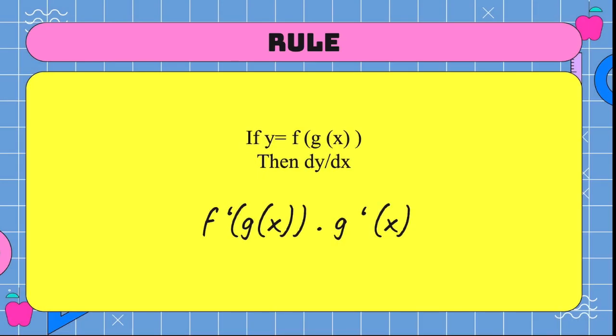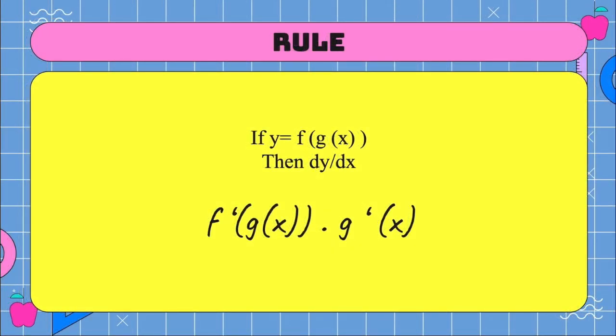If y was equal to f of g of x, then the derivative, dy over dx, will be f prime g of x times g prime of x. And this is basically the rule of the chain rule. So what we did is, first of all, we took the derivative of f and then we multiplied it by the exact same inside. So g of x, we'll put the exact same thing inside and then we'll multiply it by the derivative of the inside. So that's why it's g prime x.